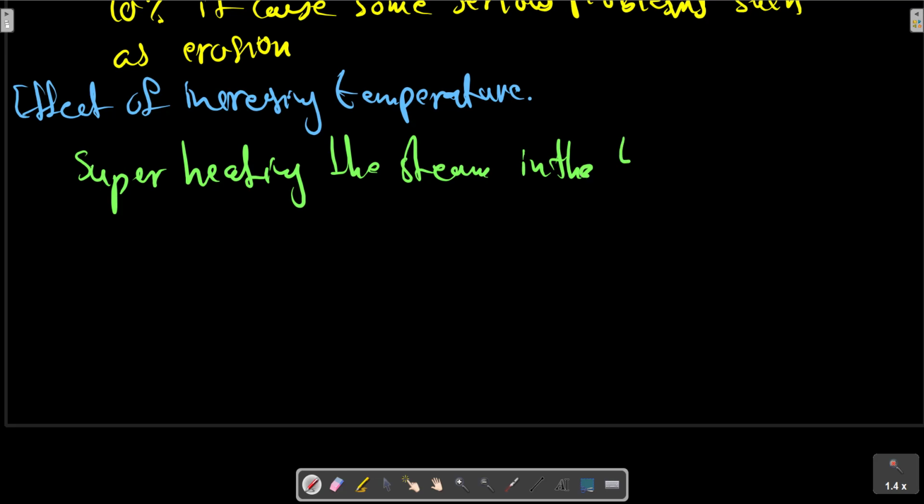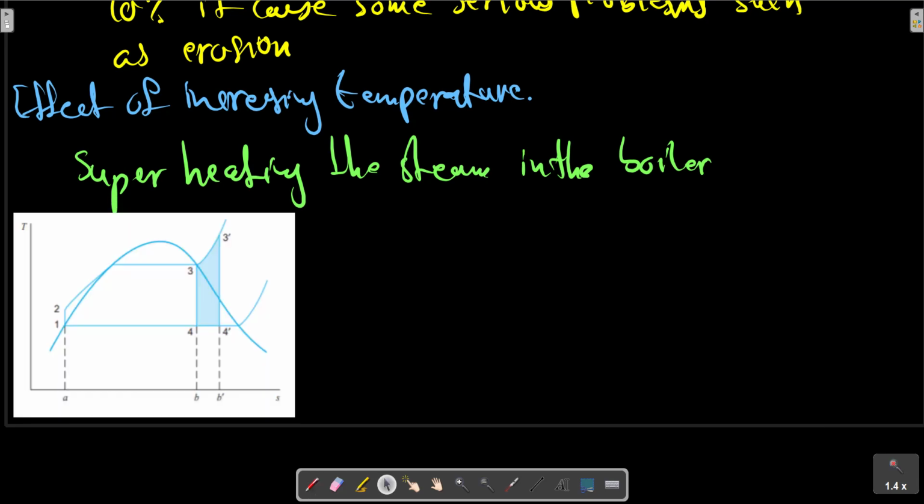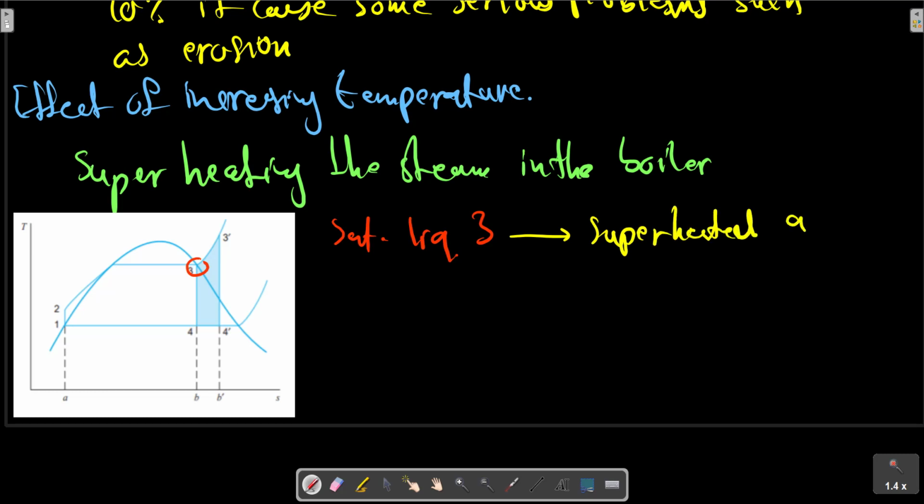Next, consider the effect of superheating the steam in the boiler. So, the effect of increasing temperature in the picture. Superheating means that the saturated steam at point 3 converts to superheated steam.